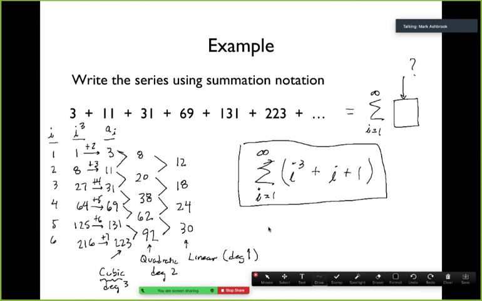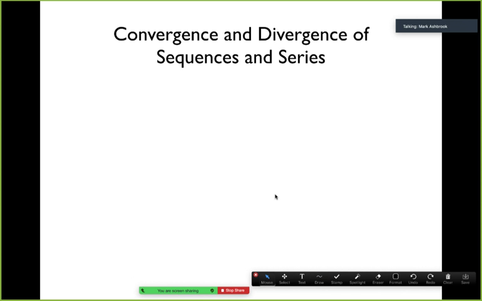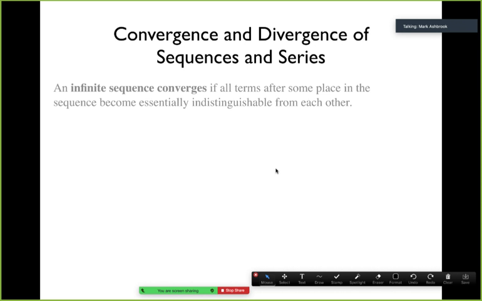Any questions on that? Okay, so now we want to talk about something called convergence and divergence of sequences and series.